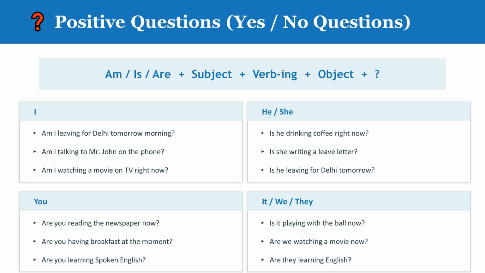With he and she, we say, is he drinking coffee right now? Is she writing a leave letter? With it, we and they, we say, is it playing with the ball now? Are we watching a movie now? Are they learning English? Notice how the helper verb comes before the subject in questions.